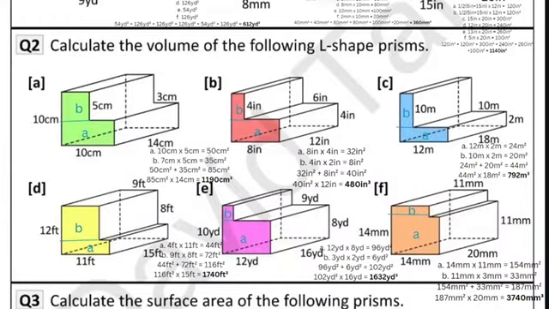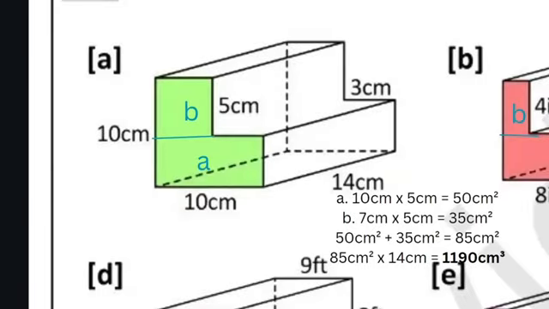Calculate the volume of the following L-shaped prisms. To calculate A, we first have to divide these L-shaped prisms to rectangle A and square B. So to calculate rectangle A, we have to take 10 cm times 5 cm, which is equals to 50 cm square. And to calculate B, we have to take 10 cm minus 3 cm, which is equals to 7 cm, which is length here, times 5 cm, which is equals to 35 cm square.